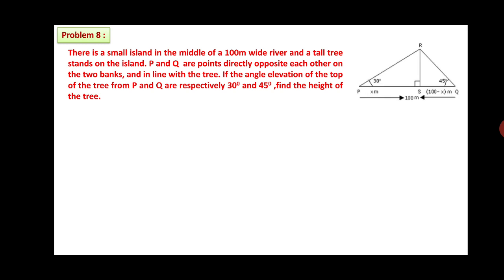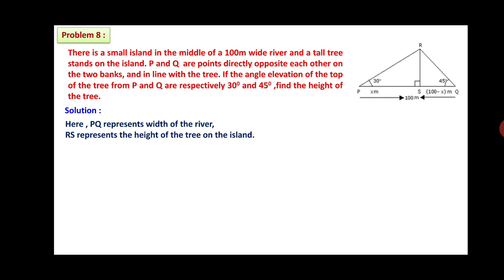Friends, the figure is accordingly like this. Here, PQ represents the width of the river, RS represents the height of the tree on the island. PQ is equal to 100 meter, let PS be equal to X meter, therefore SQ is equal to PQ minus PS, that is 100 minus X meter. Therefore, angle RPS is equal to 30 degree and angle RQS is equal to 45.